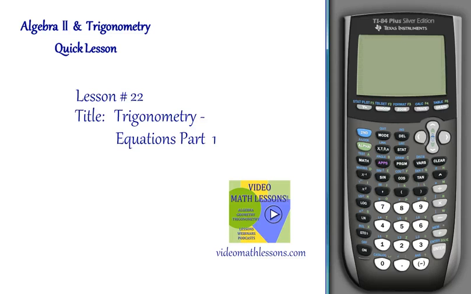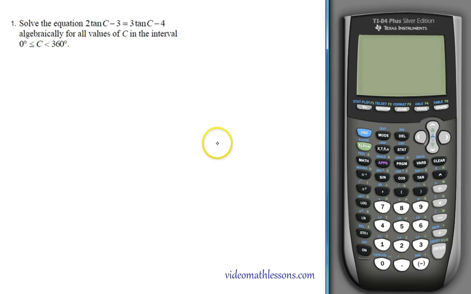This is lesson number 22, Trigonometry, Equations, Part 1. All right, so let's jump right into it. So this is like the basic part of equations. What we have to do is, they give us an equation here. It says 2 tan c minus 3 equals 3 tan c minus 4.